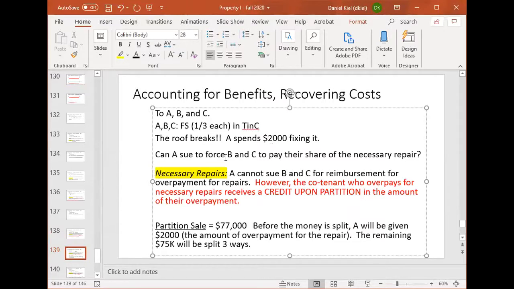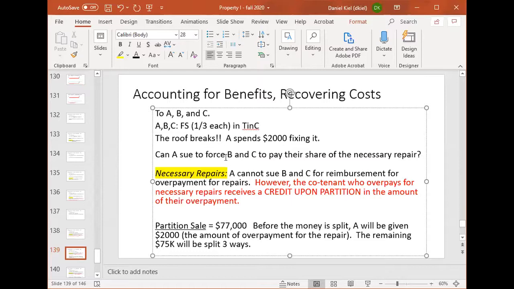Okay. So that is what has happened. They've got their receipt. Then somebody, it doesn't matter who it is, could be A, could be B, could be C, sues for partition. And let's just say for this purpose that it's going to be a partition by sale. So here's how it works.